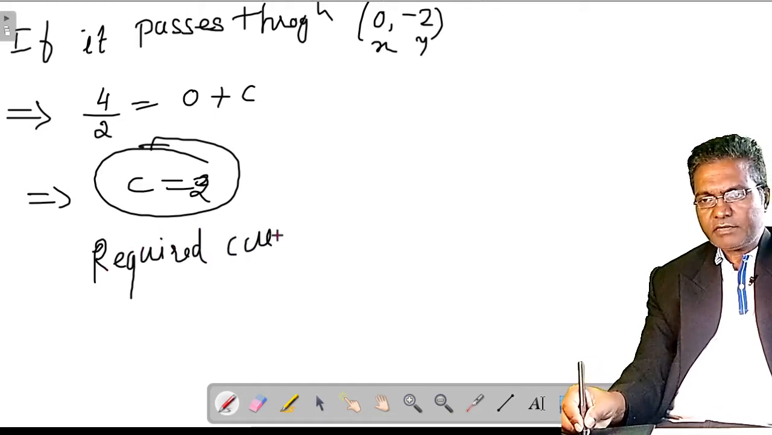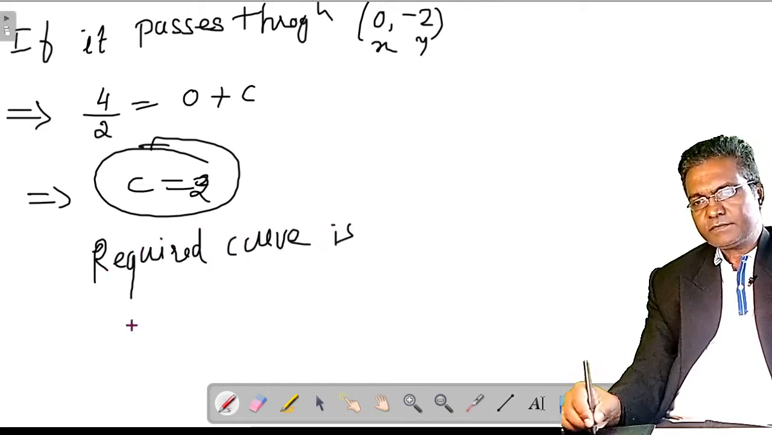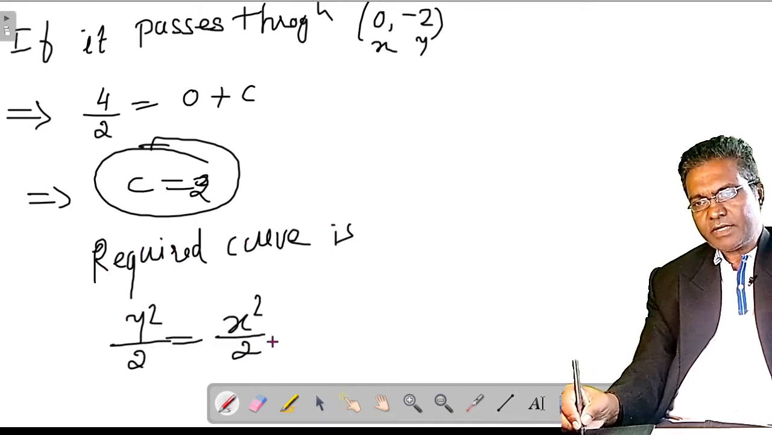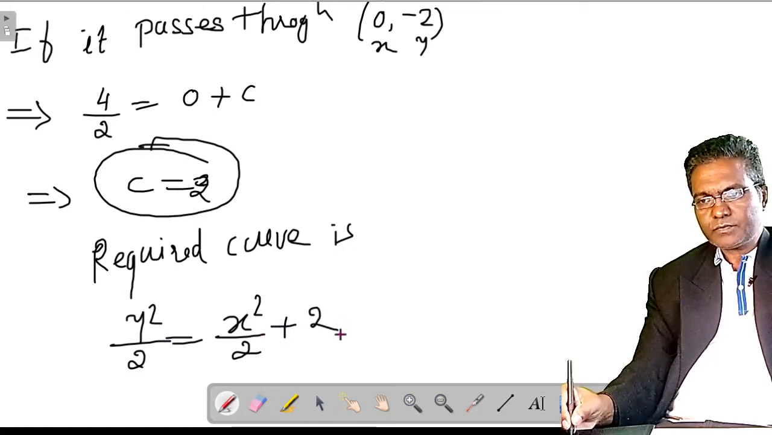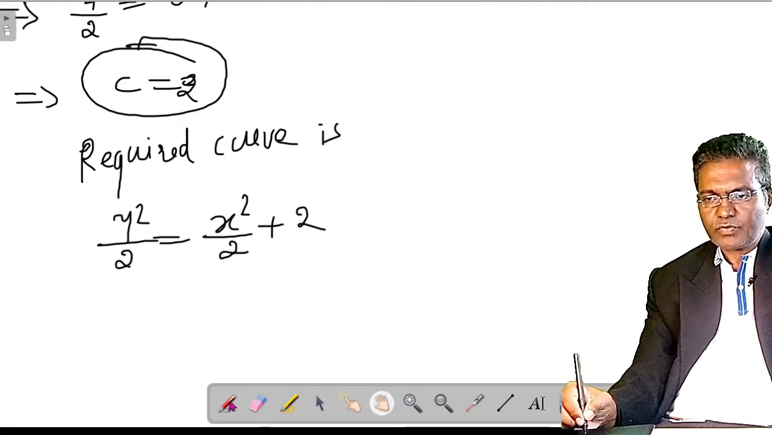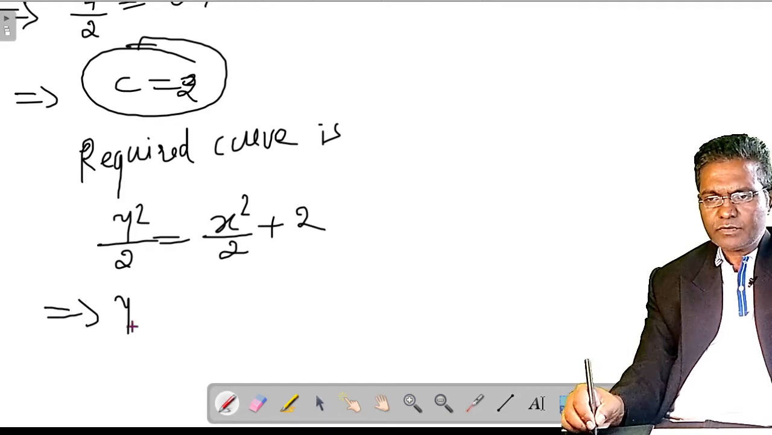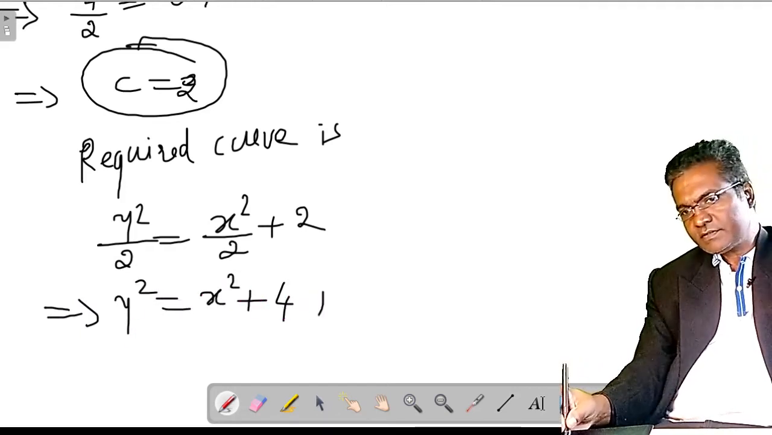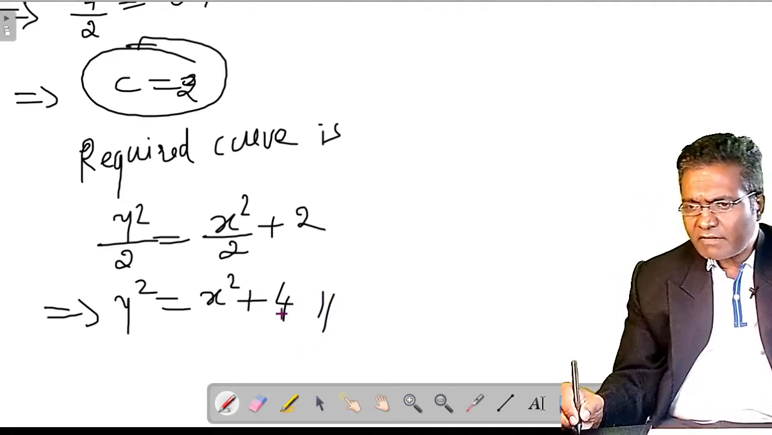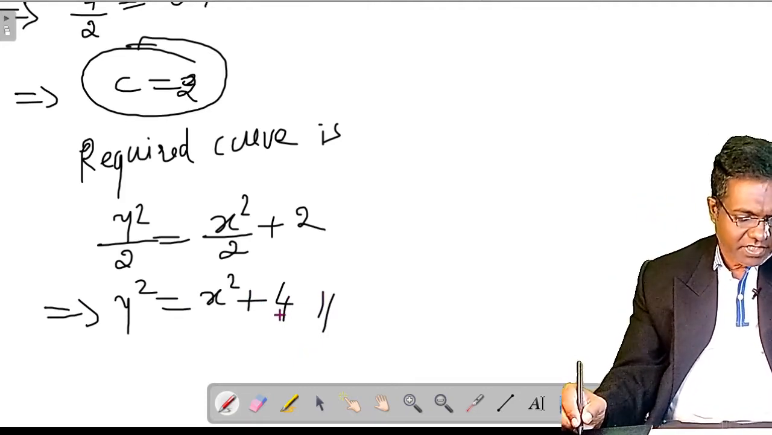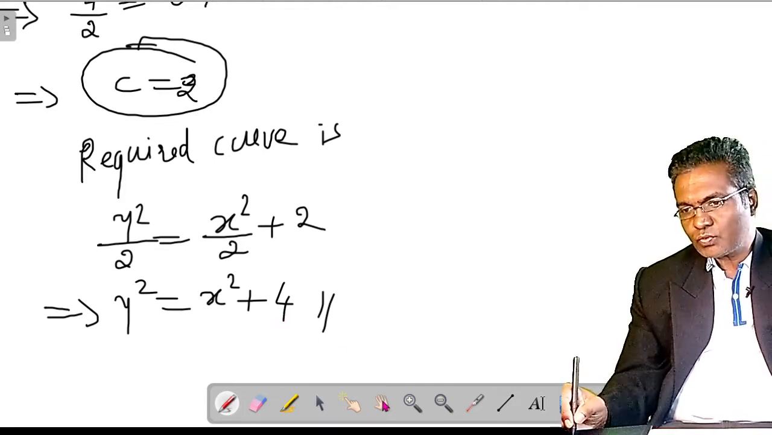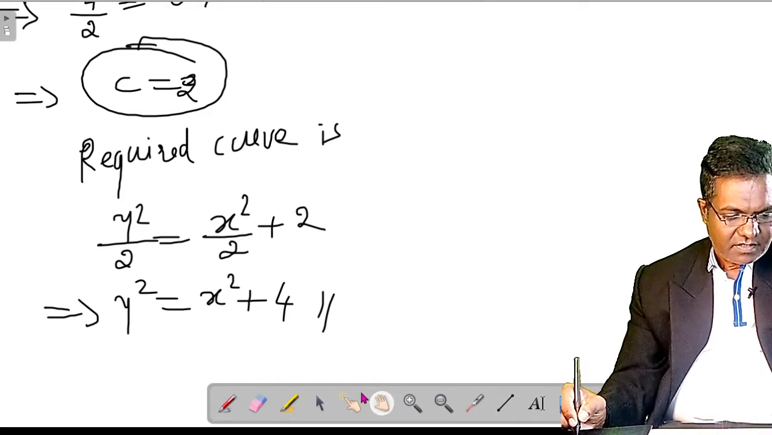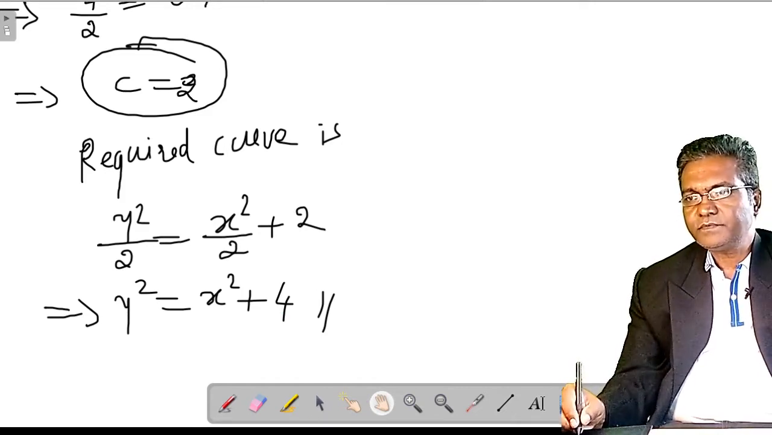So the required curve is y square by 2 equals x square by 2 plus 2. The value of C is 2. Or you can write, if you multiply by 2, y square is equal to x square plus 4. So this is the required curve which passes through the point (0, -2) for the given condition. Okay, we will have the last question of this session.